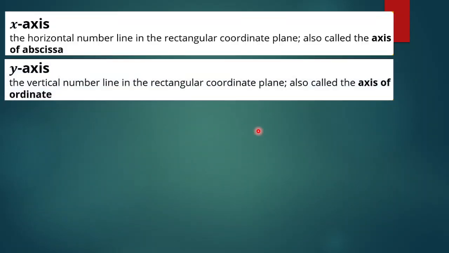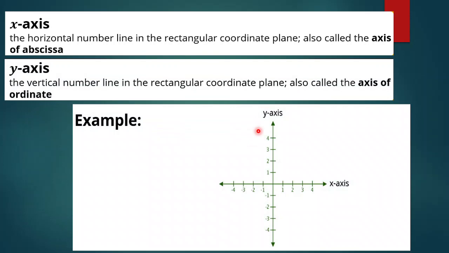Ano nga ba yung makikita natin sa rectangular coordinate plane? Sabi ko kanina, we have the horizontal number line and the vertical number line. Okay? Yung tawag sa horizontal is the x-axis. Ang tawag sa horizontal or yung nakahigang number line is the x-axis, or another term for that is the axis of abscissa. Okay? And of course, yung tawag naman sa nakatayong number line or the vertical number line is the y-axis or axis of ordinate.